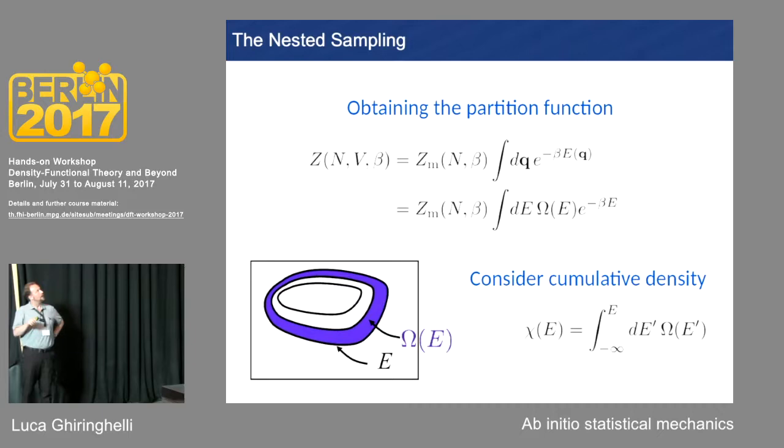So the partition function is a function of coordinates here, and then is rewritten as a density of states weighted by the Boltzmann factor and so on. And now we looked at the cumulative density. It is the integral from minus infinity to a certain energy of the density of states. And this plot shows two coordinates of the system, and these lines are lines of equal energy. So the density of states is the area between energy and energy plus delta energy, right?